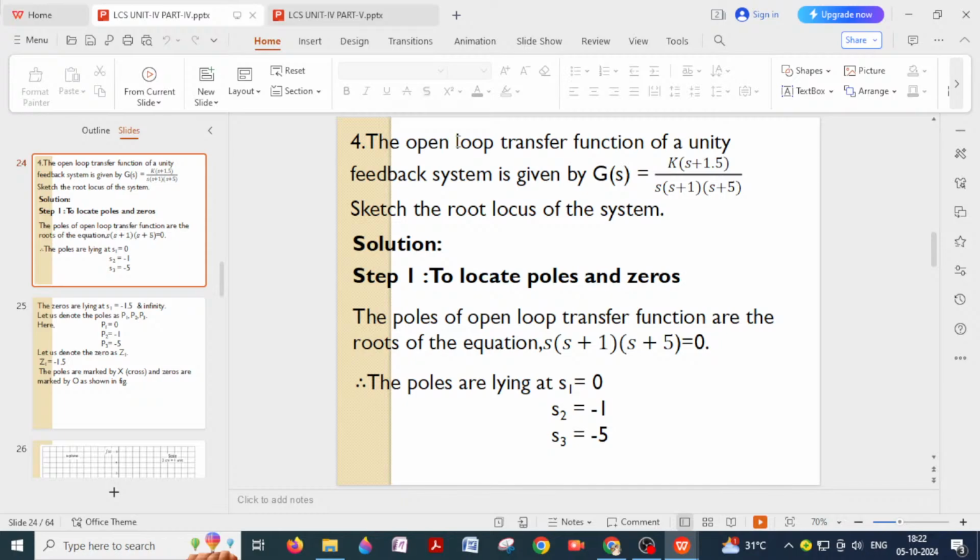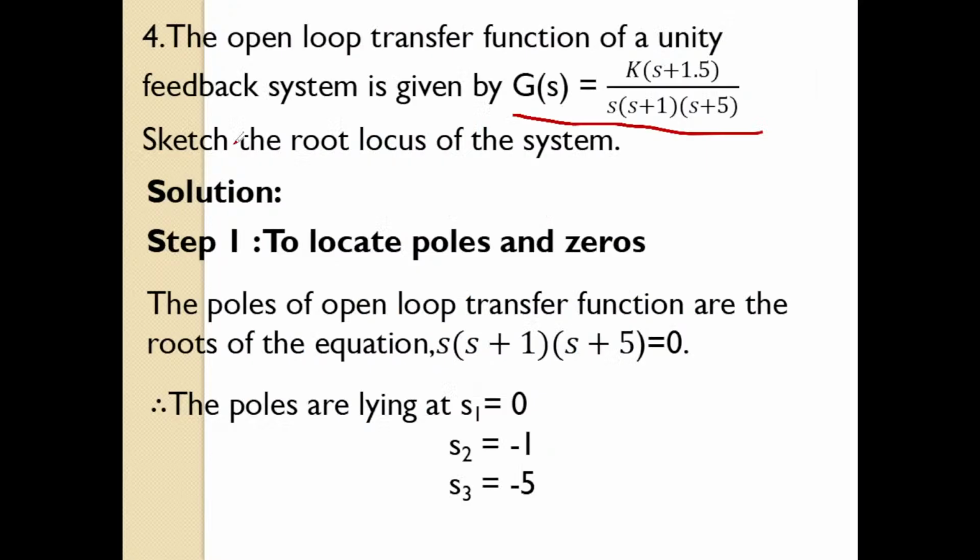So, an open loop transfer function of a unity feedback system is given. G of s is equal to K into (s plus 1.5) by s into (s plus 1) into (s plus 5). This is the given numerical problem, and this is our open loop transfer function. We have to sketch the root locus for the given system.